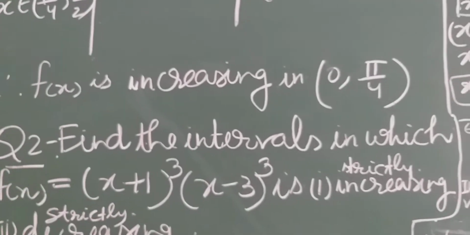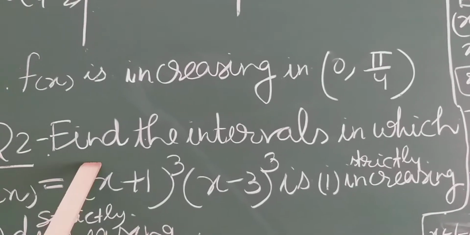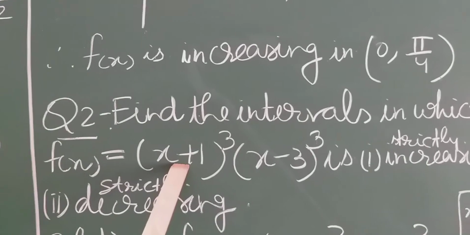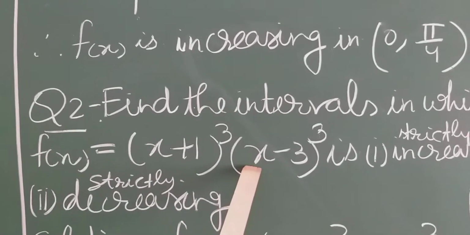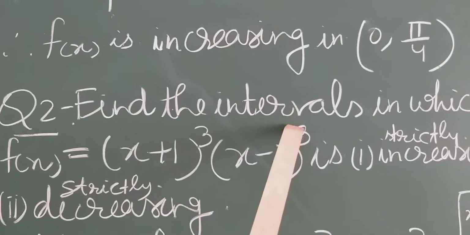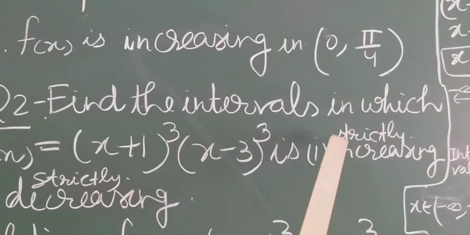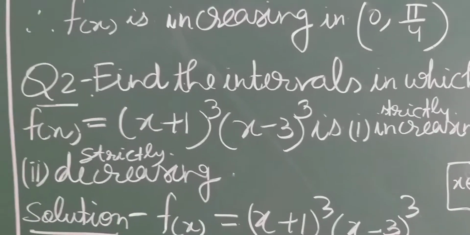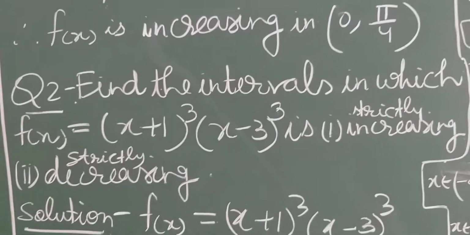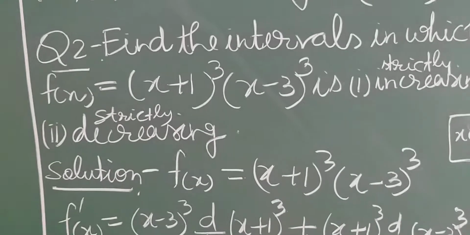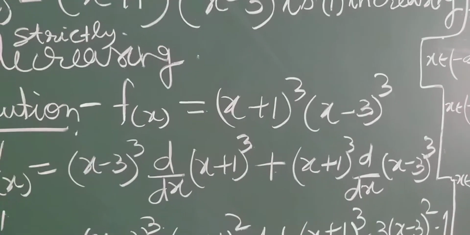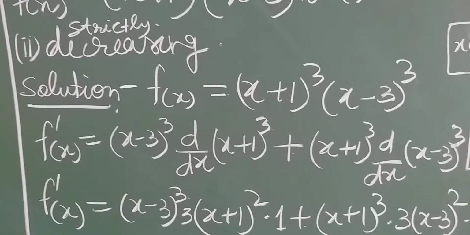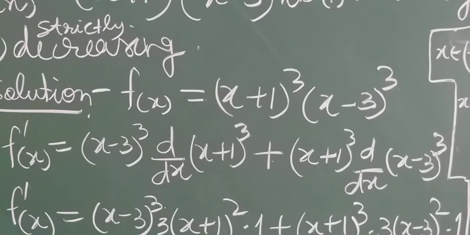Let us solve one more question. Find the intervals in which f(x) equals (x plus 1) whole cube into (x minus 3) whole cube is strictly increasing, and in the second part strictly decreasing. Here also we have to find the interval. So by the same method, students, we can solve it. This is the function. So let us find its first order derivative.